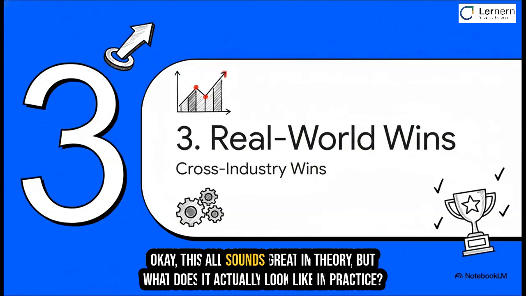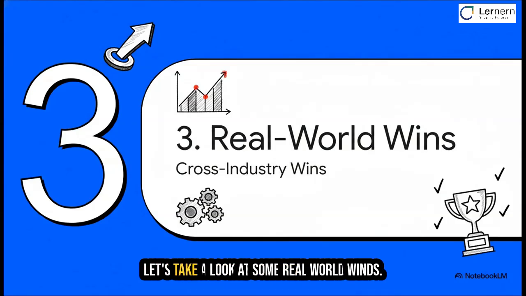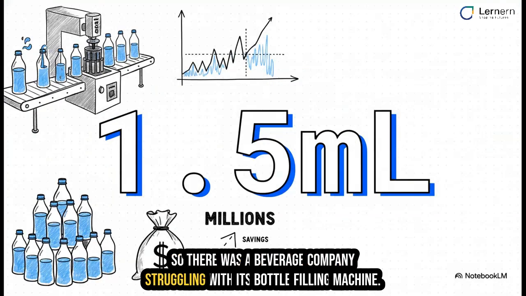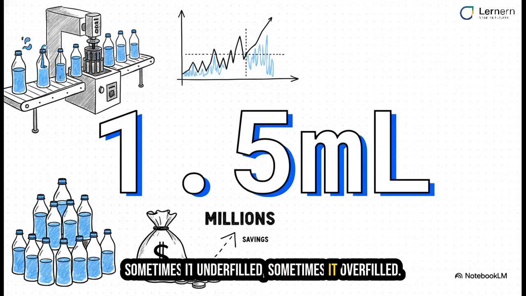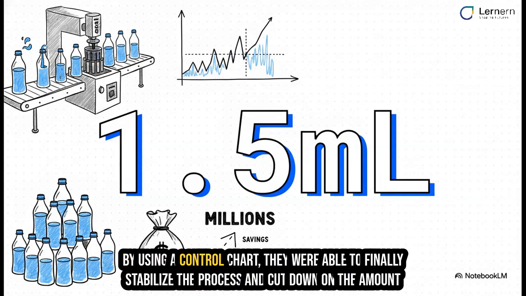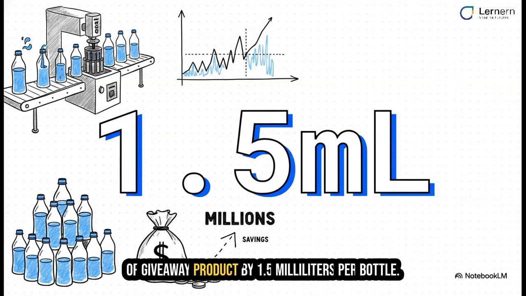Okay, this all sounds great in theory, but what does it actually look like in practice? Let's take a look at some real-world wins. So there was a beverage company struggling with its bottle filling machine. Sometimes it underfilled, sometimes it overfilled. By using a control chart, they were able to finally stabilize the process and cut down on the amount of giveaway product by 1.5 milliliters per bottle.